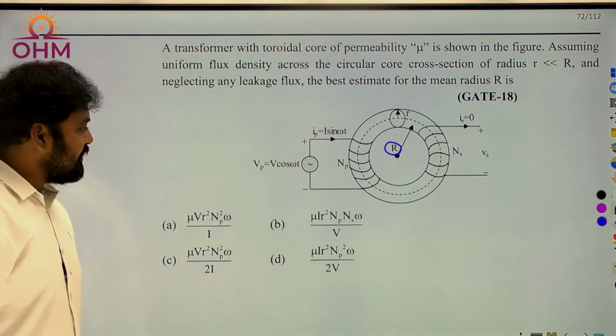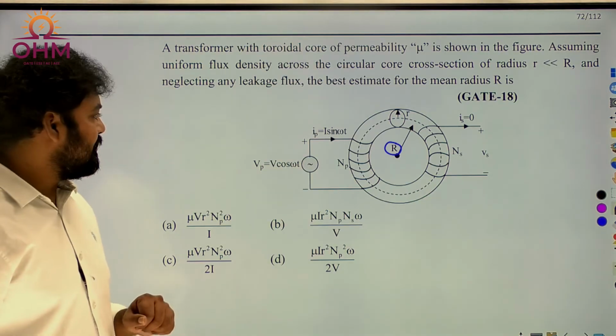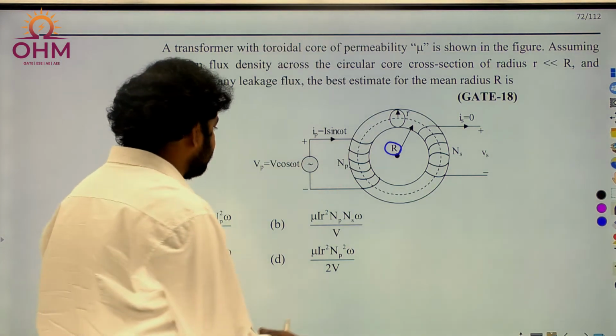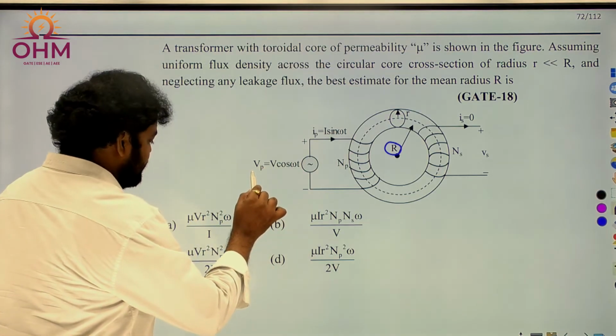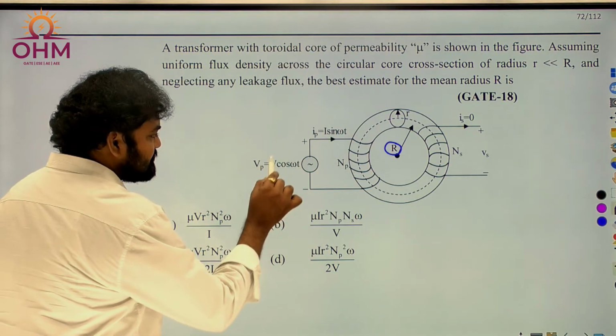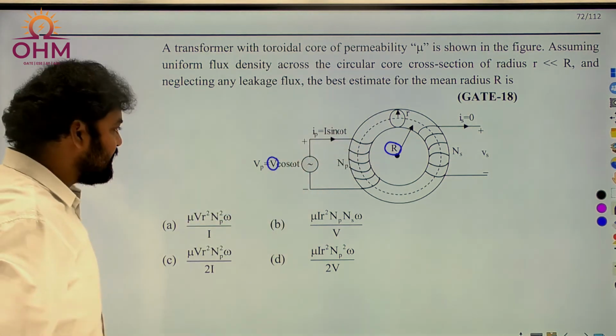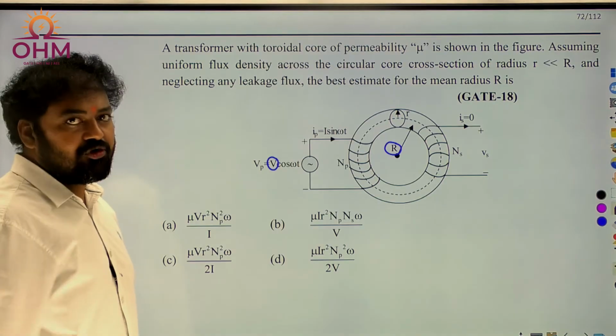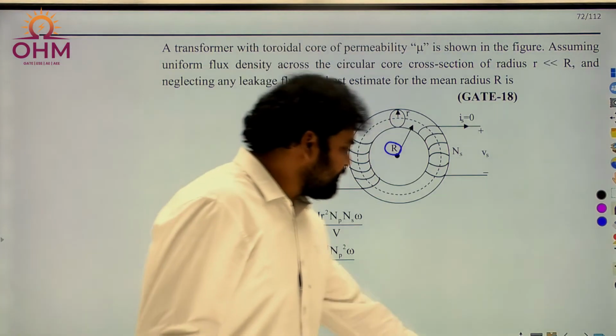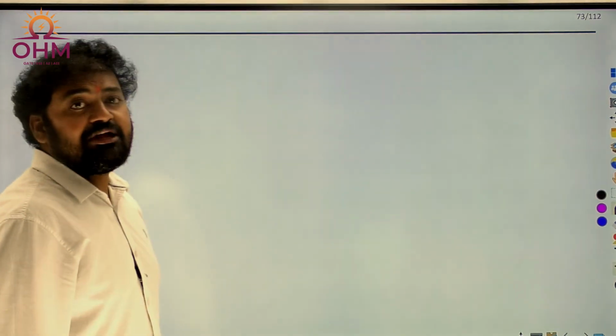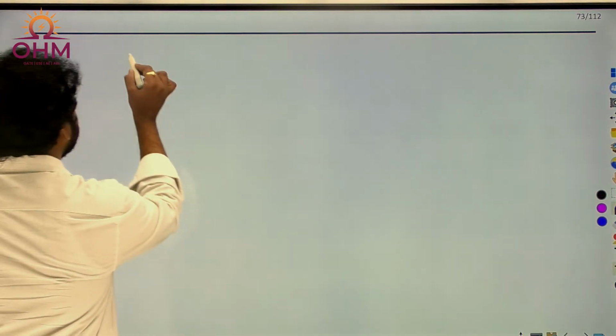Okay, and how to proceed with this? Very simple. You see that the supply voltage was given as voltage equal to V cos omega t. That means it looks like Vm cos omega t, so this V is nothing but the maximum voltage. First of all, what is the primary voltage formula in a transformer?